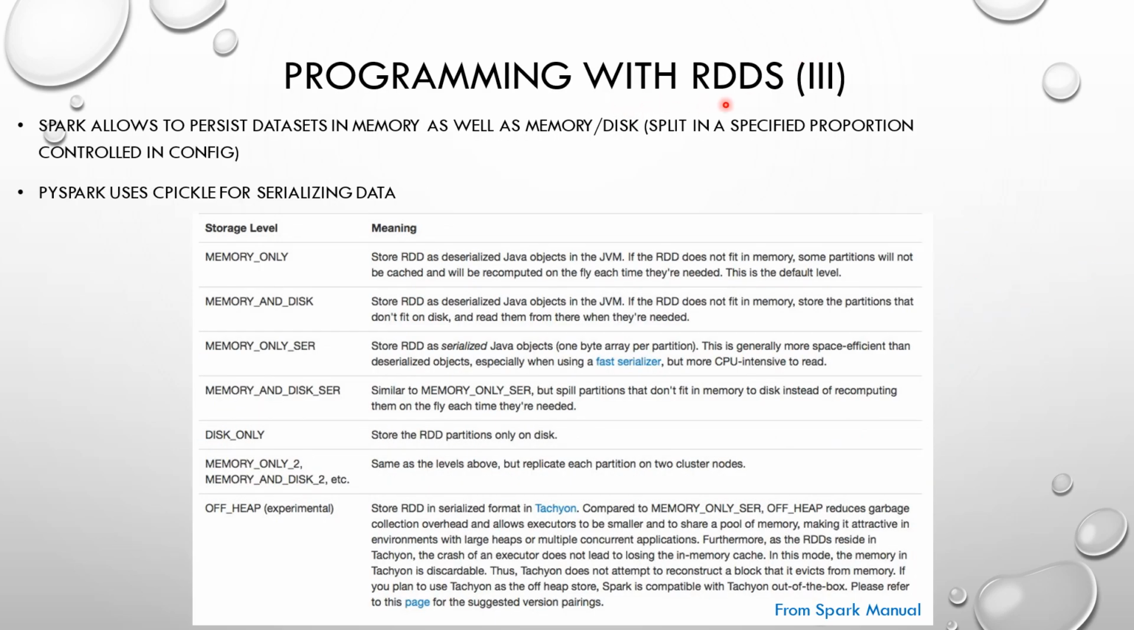Programming with RDDs 3. Spark allows you to persist datasets in memory as well as memory or disk. PySpark uses pickle for serializing data. Here is the storage level and here is the meaning of each: memory only, memory and disk, memory only SER, memory and disk SER, disk only, memory only 2, memory and disk 2, off-heap, etc.